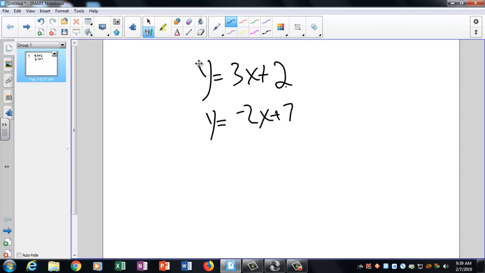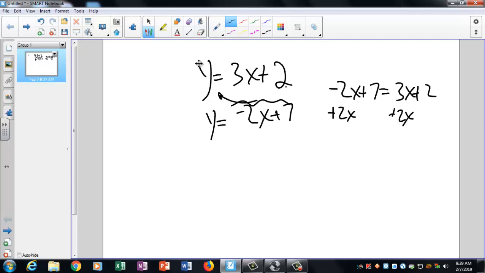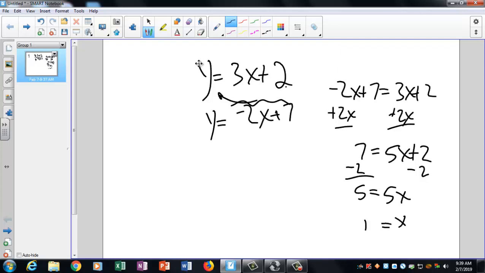And I think all of you realize that in order to solve this, you would simply take this and plug it in, right? That's kind of what we did on the first one. And we would get negative 2x plus 7 equals 3x plus 2. We would add 2x. 7 is equal to 5x plus 2. Subtract 2. 5 equals 5x. And x is equal to 1 if you divide both sides by 5. Once you get x equals 1, you plug it in. 3 times 1 plus 2 is 5. So the answer here is 1, 5. Does that make sense?